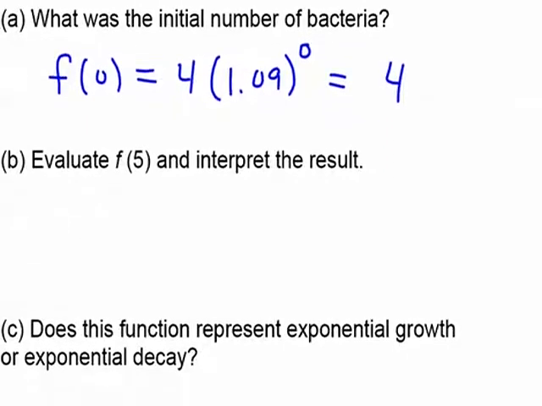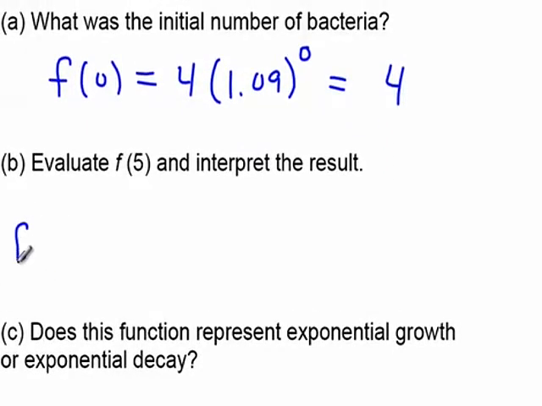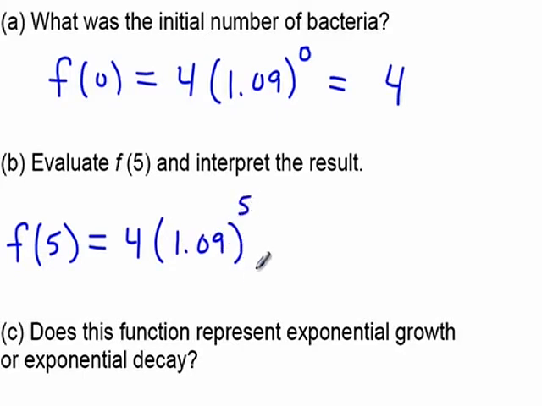B, evaluate f(5) and interpret the result. f(5) would equal 4 times 1.09 to the 5th power, and using our calculator, 4 times 1.09 to the 5th power is equal to about 6.15. So interpret the result. 5 hours later, from the initial time of 0, we would have about 6.15 million bacteria.